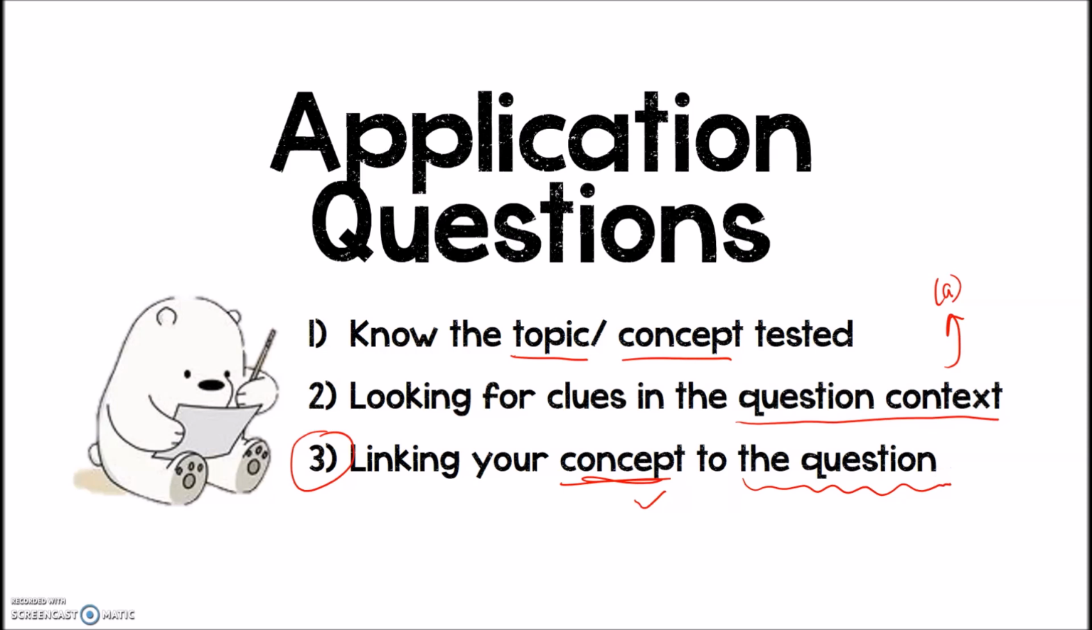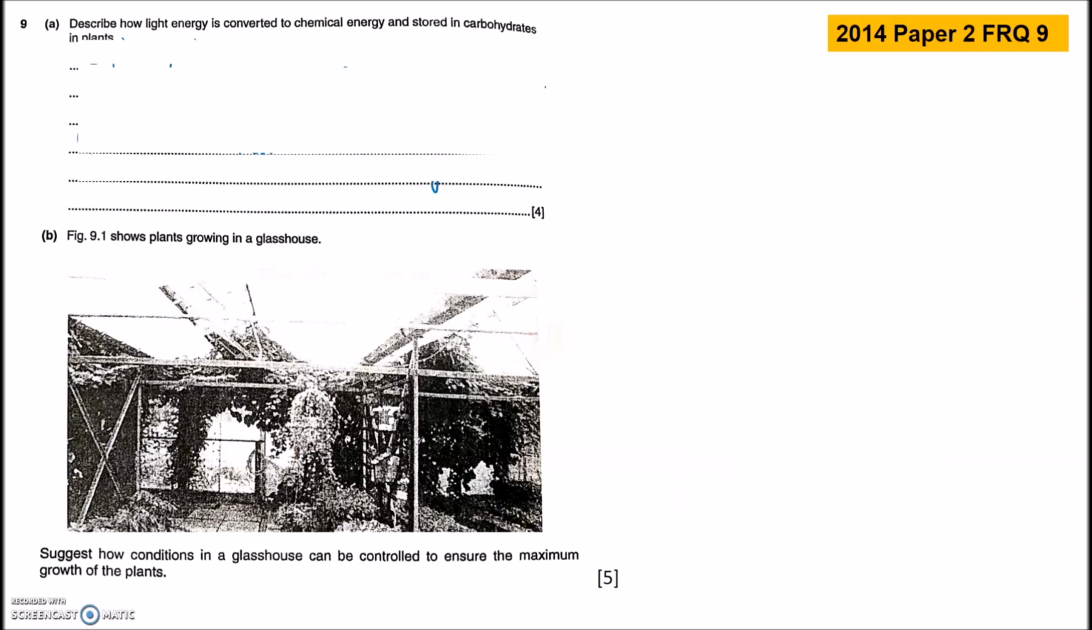Okay, so we're going to understand how we can apply these 3 steps to answer some application questions that we observe in the O-level bio paper. So first one, we will see this 2014 paper 2, FRQ 9. I think this is the one that I have gone through in class before, but some of us are still confused. So let's look at 9A. Now, describe how light energy is converted to chemical energy and stored in carbohydrates. So there's 2 parts to this question. So number 1 here and number 2, how it's being stored.